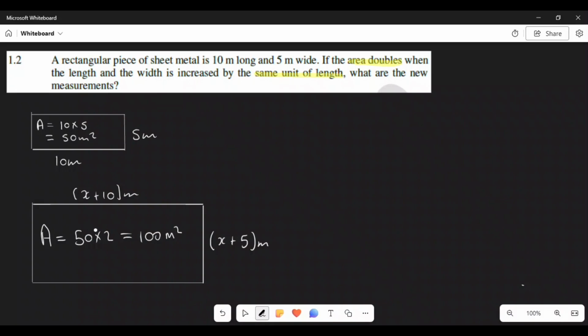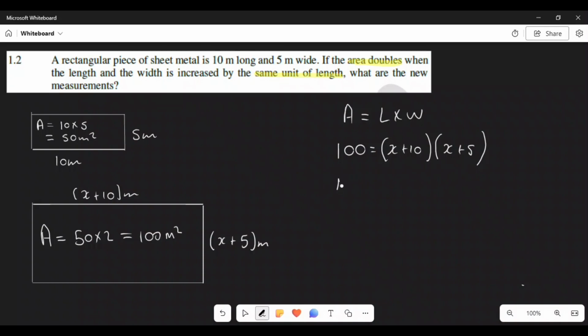So all right, let's try to solve this one. We know the formula of an area: the area equals length multiplied by width in this case, right? Let's start here. What is our area? Our area is 100 when it's doubled, guys, right? And then what is our length? Our length is x plus 10. What is our width? Our width is x plus 5. There we go. So from here we have to do the FOIL.